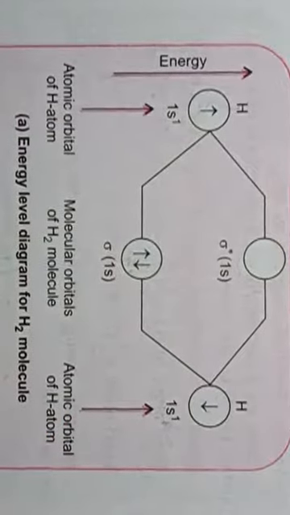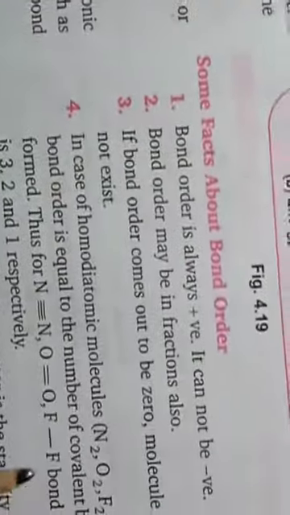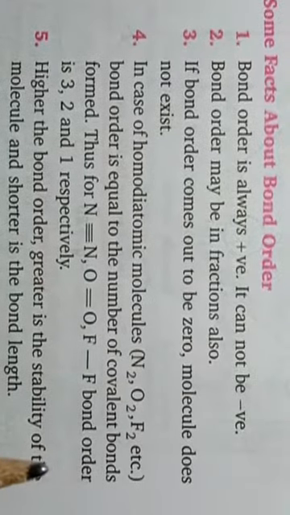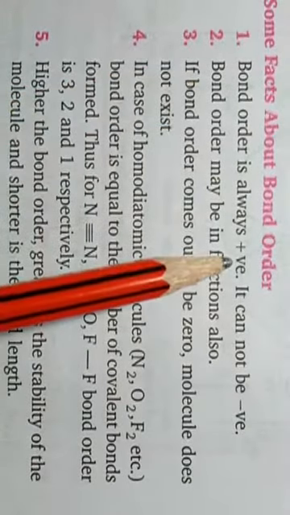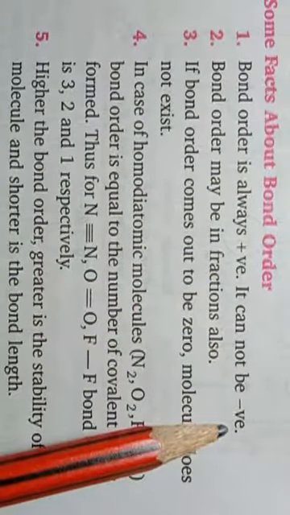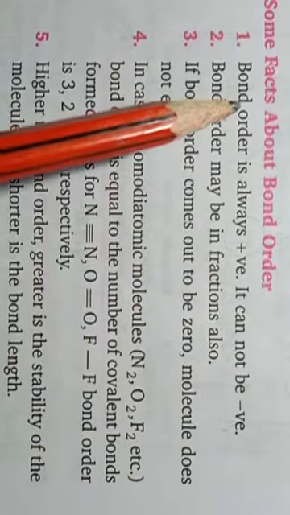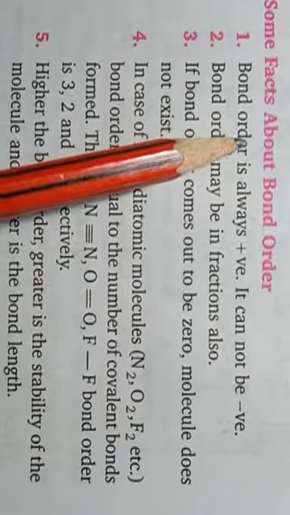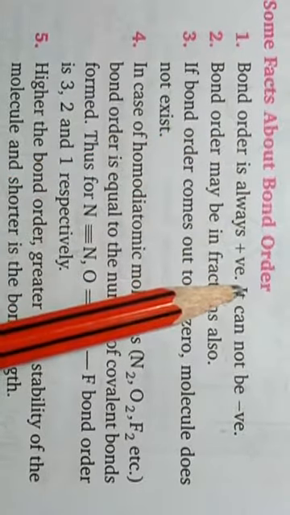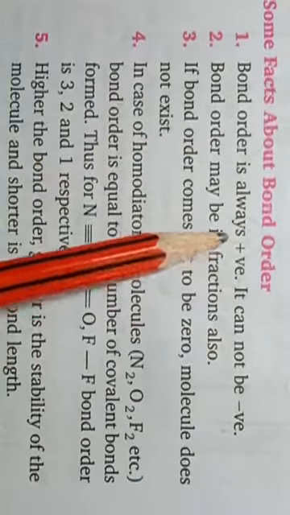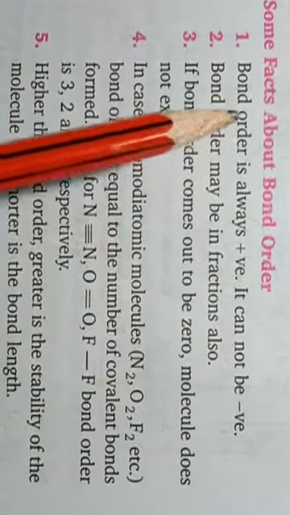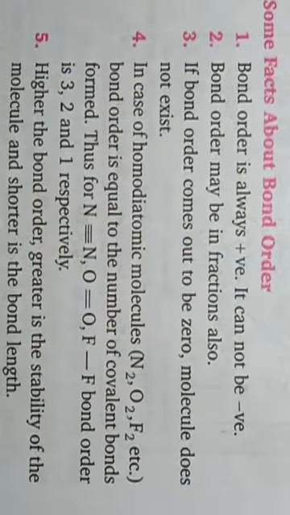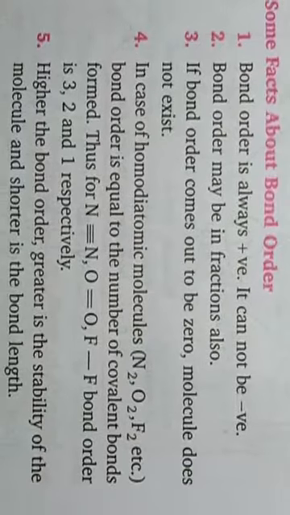Okay students, then the next heading is some facts about bond order. These facts are very important. The first fact is that bond order is always positive. It cannot be negative, because the number of bonding electrons will always be greater than or equal to the number of anti-bonding electrons. It cannot be lower than the anti-bonding electrons. So that is why bond order will always be positive. Next point, bond order may be in fraction also.